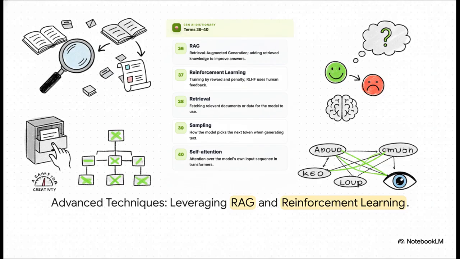The R in RAG stands for retrieval, and that's just the process of fetching that relevant data. Another important technique is sampling. This is how the model chooses the next word when it's writing, and it controls the balance between being creative and being predictable. And what makes all of this possible is the magic of self-attention. This is a mechanism that lets a model weigh the importance of different words in a sentence. It's the secret sauce for how it understands grammar, context, and all that nuance.